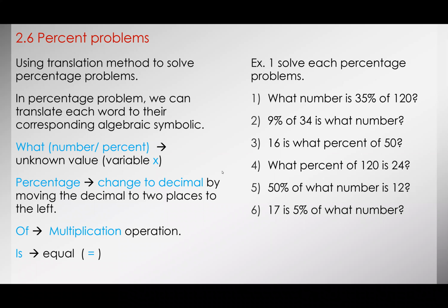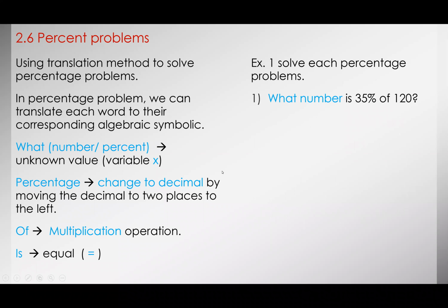So we did this yesterday and we attacked the first problem. I mentioned what number, I don't know what number, that's why I put an X. The word is tells me to put in the equal sign. The percentage, which is 35%, I need to convert to a decimal, which is 0.35. The word of tells me to multiply, and 120 is just 120.